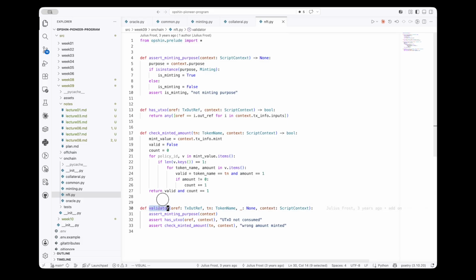So here this validator has two parameters that are given at compile time. This OREF is a specific UTXO reference, and the policy is parameterized on it, so that once we compile it, we get the policy hash that is really bound to some specific UTXO. And after this has been spent, nobody else can ever produce the same policy, so mint this same NFT again. And then we have the token name, so this is the name of the NFT.